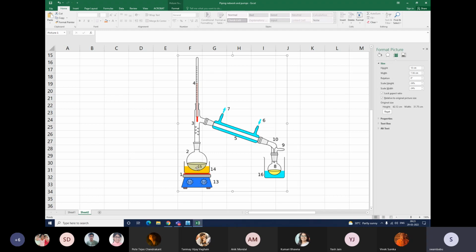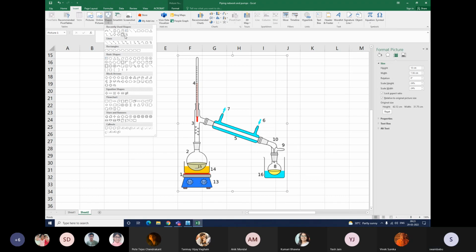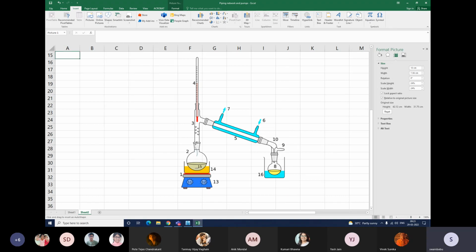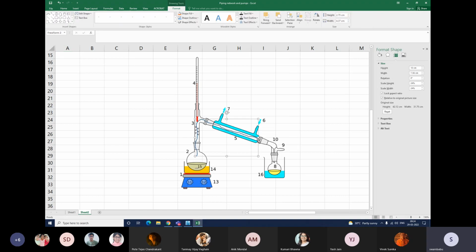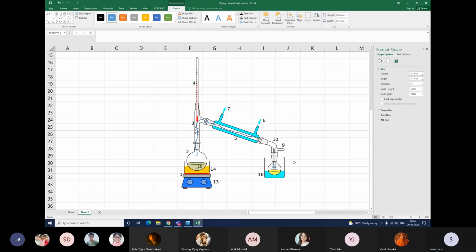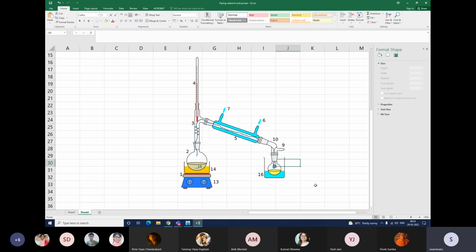So what happens is that after reaching sufficient temperature, vapors will form inside. The vapors go and touch this thermometer bulb and come to the condenser. During this, condensation takes place. The condensate droplets fall down here.